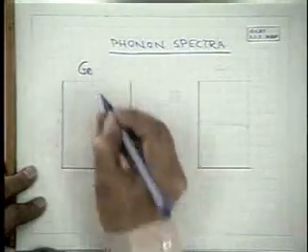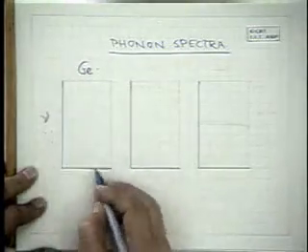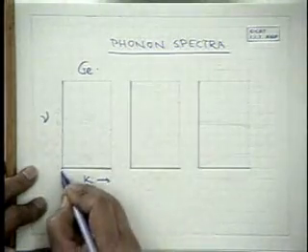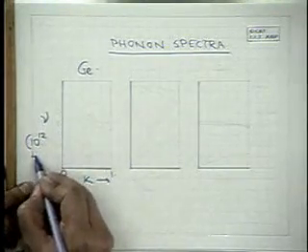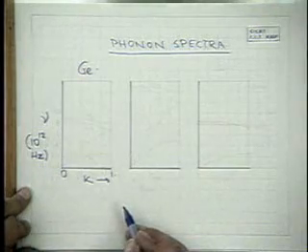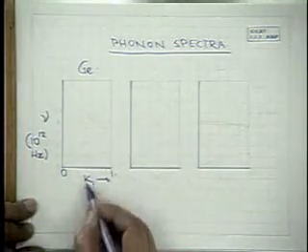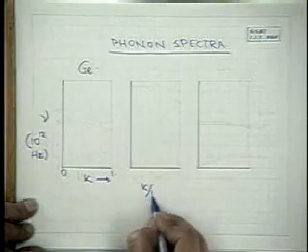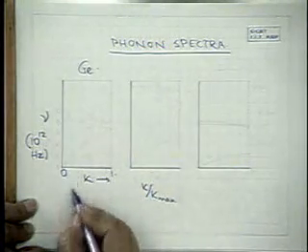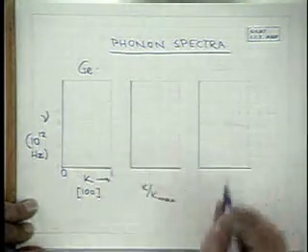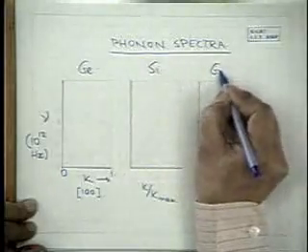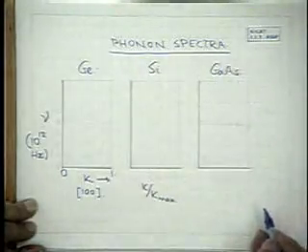In the case of germanium, we are plotting nu versus K in all these cases. Nu is measured in 10 to the power 12 hertz, and K is normalized as K over K max in particular lattice directions. This is in the 100 direction. I shall explain the phonon dispersion curve for germanium in detail, and then just compare with silicon and gallium arsenide.